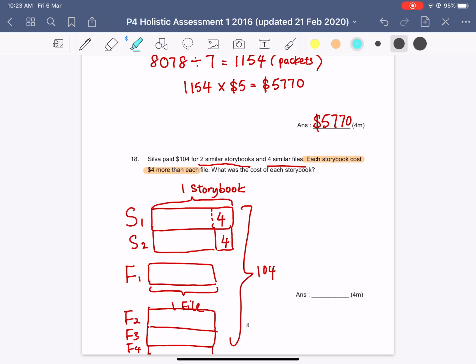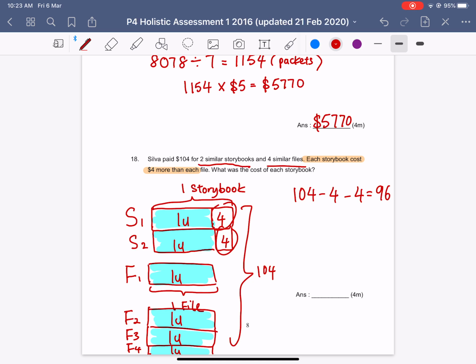Again, let's do some coloring. The equal units. How many units can I see? One unit. So there are extras, right? There's an extra of 4 and 4. So same thing again. 104, I need to minus away the 4 twice. Let's take away the extras first. And I end up with 96. Now, question to ask yourself, what units makes up 96? 1, 2, 3, 4, 5, 6 units. So 6 units makes up 96. Let's always find 1 unit all the time. 96 divided by 6, which is 16.